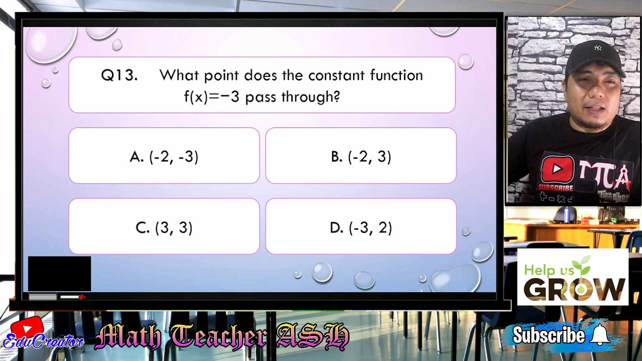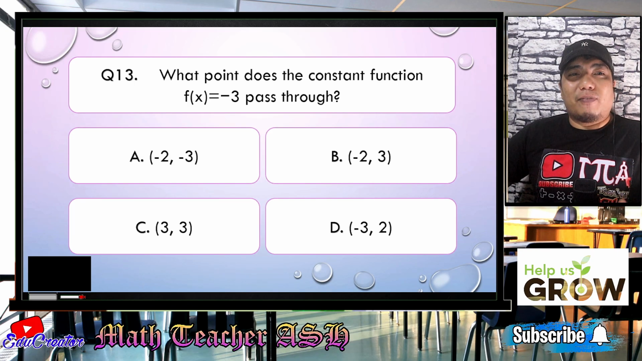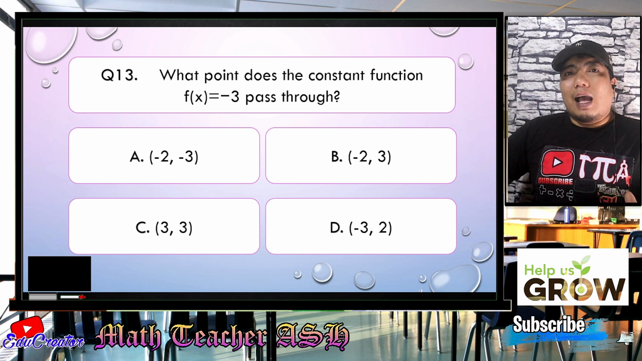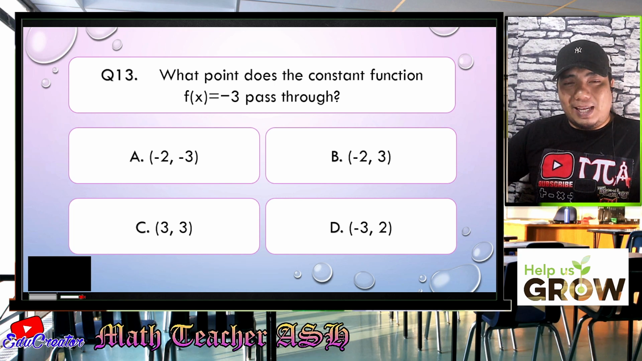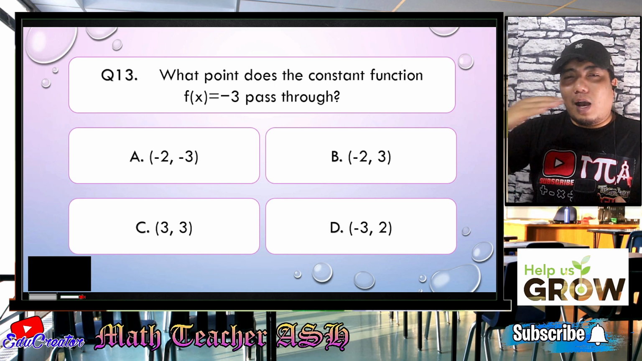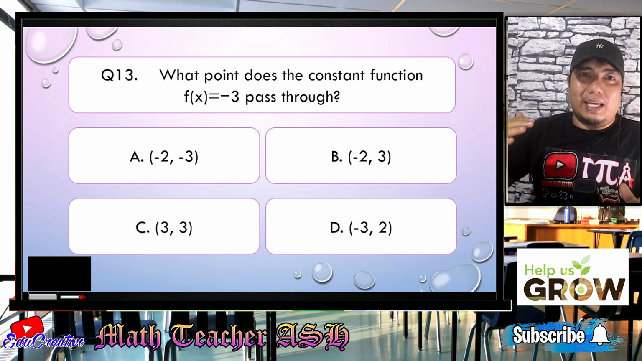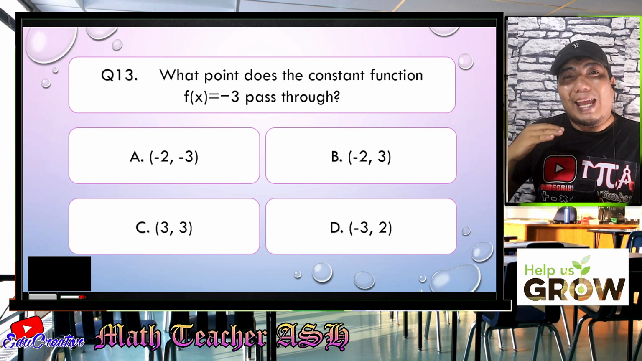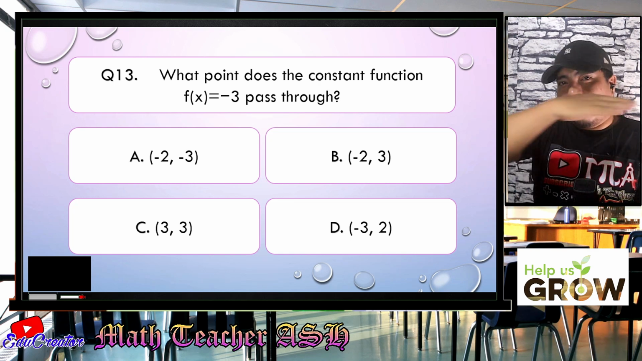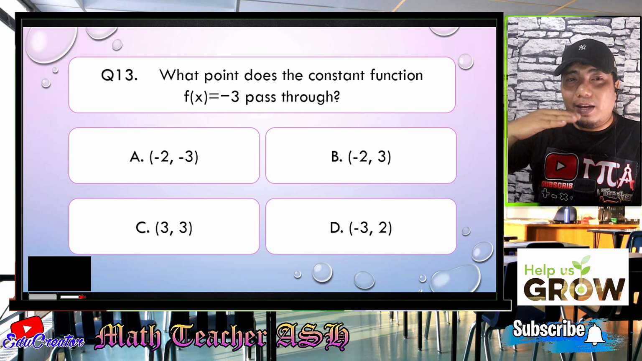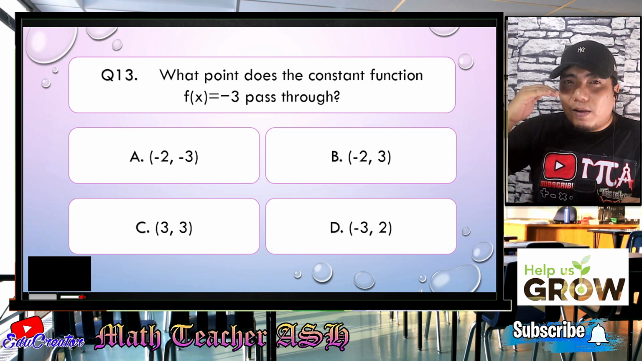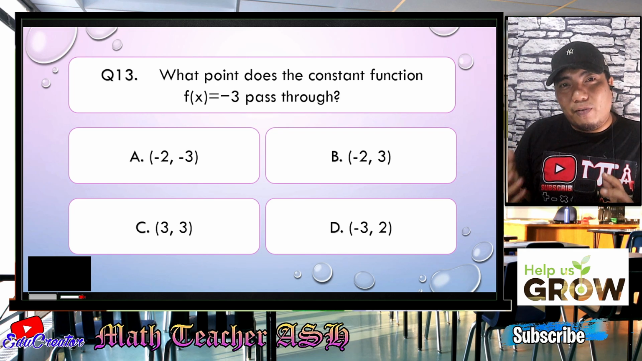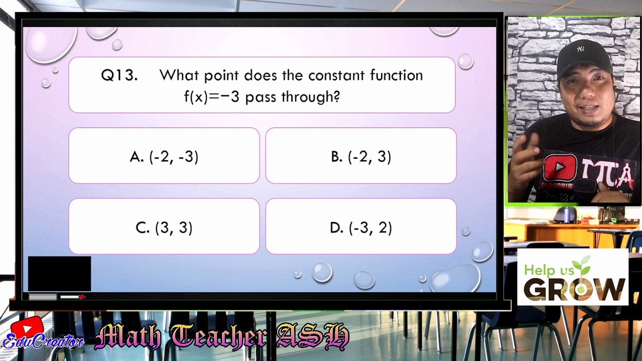Alright, my dear math learners, when we have a constant function f of x is equal to -3, it means that our y-intercept is -3. So, our graph is basically a line that is parallel to the x-axis, and it is just a horizontal line at -3. So all points with an ordinate or a y value of -3 is the correct answer.